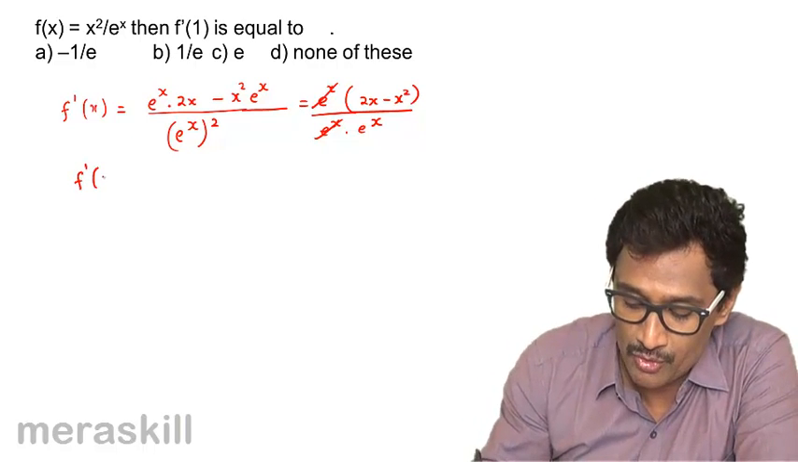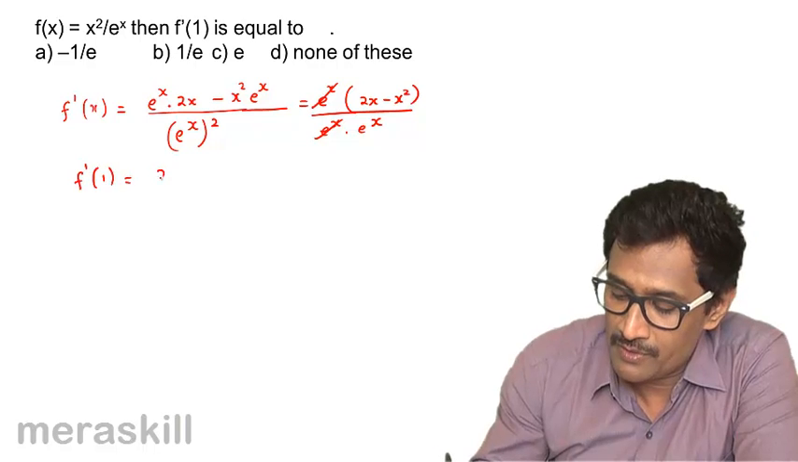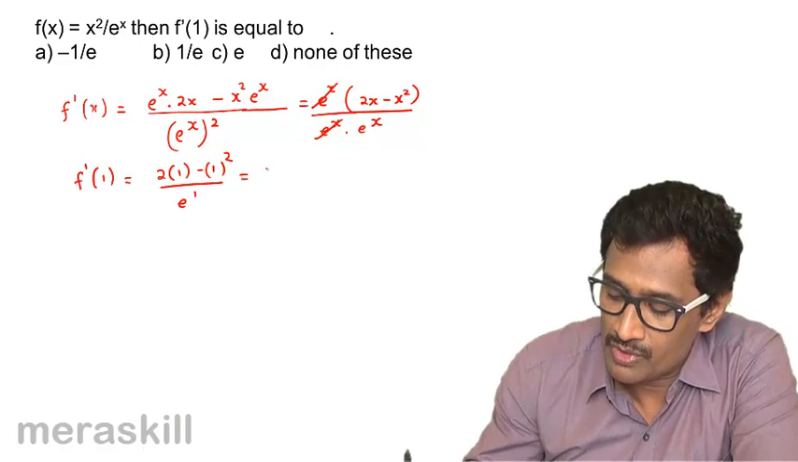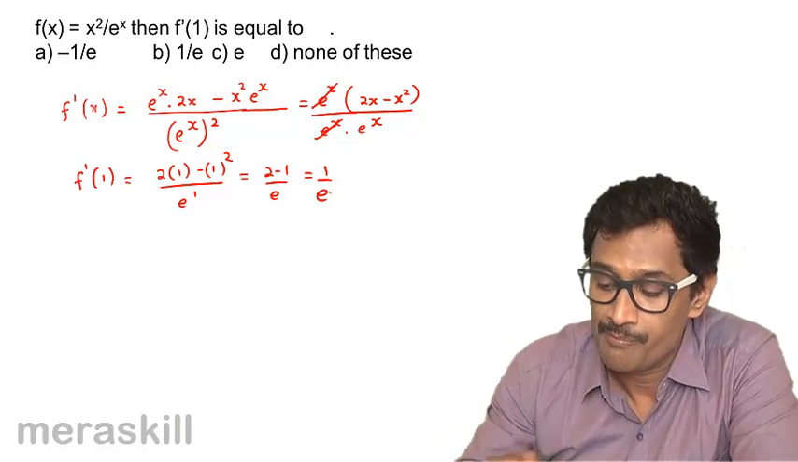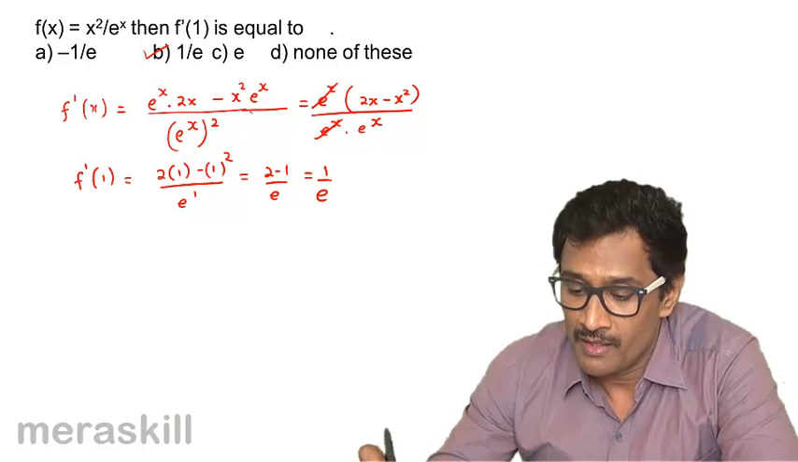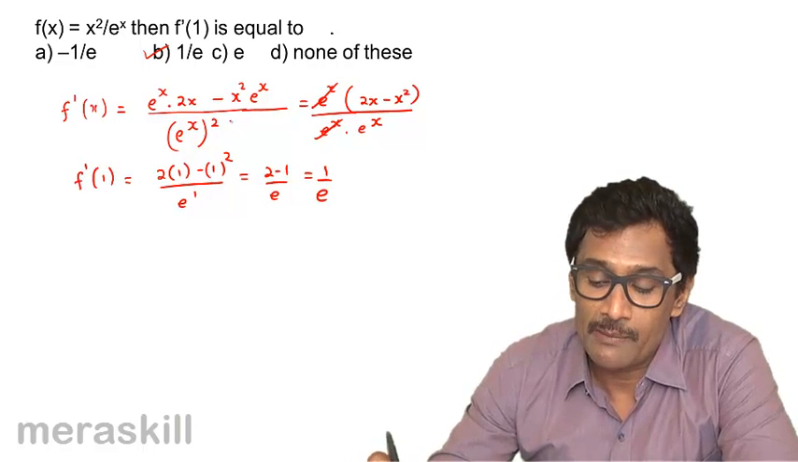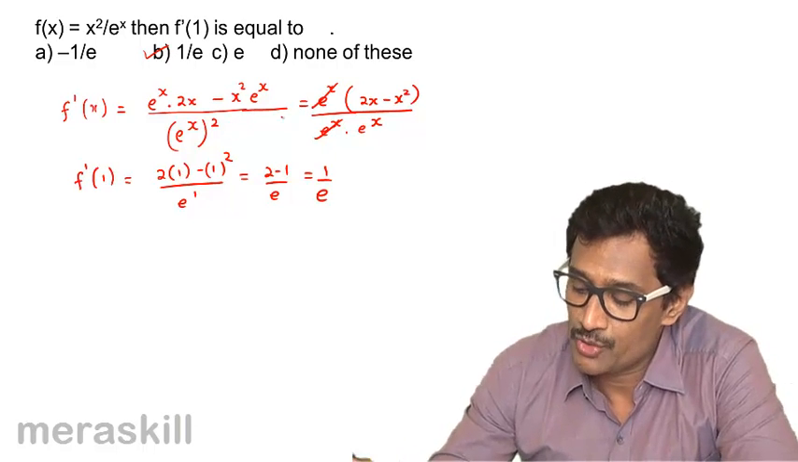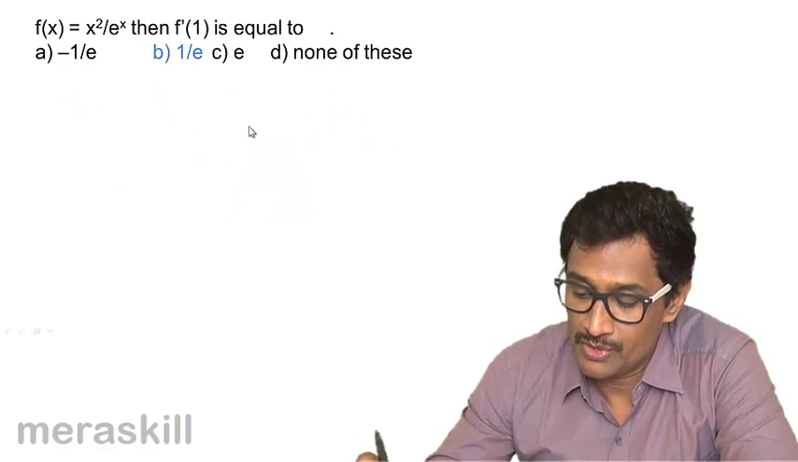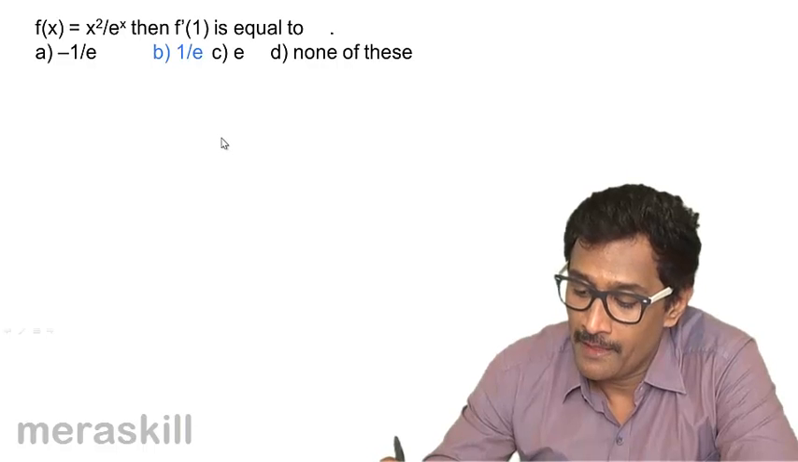So f dash 1 would have 2 into 1 minus 1 square upon e raised to 1, which is 2 minus 1 upon e, which is 1 upon e. So the option is 1 upon e. Whenever f of x is x square upon e raised to x, f dash 1 is 1 upon e. Yes, we do have this 1 upon e.